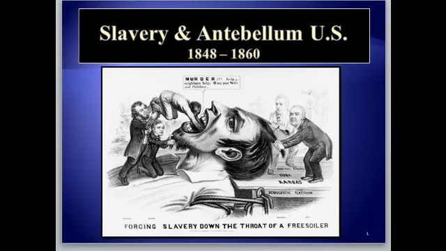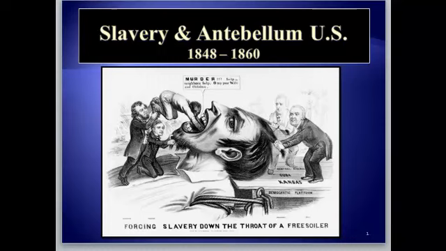Now, antebellum refers to pre-war. It's Latin for before war. So this is a part of American history that is always taught hand in hand with three components of the 19th century: antebellum US, the build-up to the Civil War itself, and Reconstruction. So the 19th century is really composed of all three of these components.